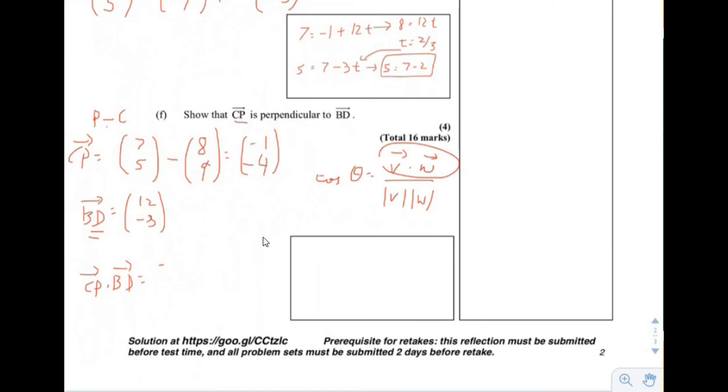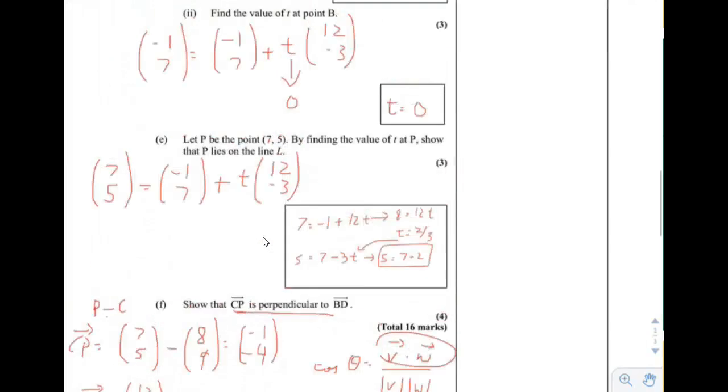So let's find the scalar product of CP and BD and show that it is 0, and then we'll have shown that these two are perpendicular. We take the scalar product of negative 1, negative 4, and 12, negative 3, and that gives us negative 12 plus 12, right? So we just found that the scalar product of those two vectors is indeed 0, so that means they are perpendicular. Okay, so that's the end of the solution.